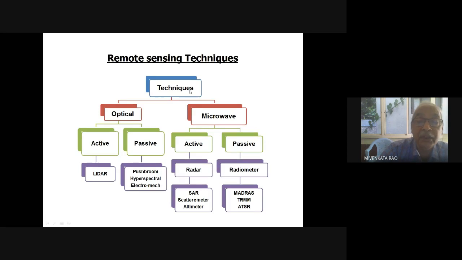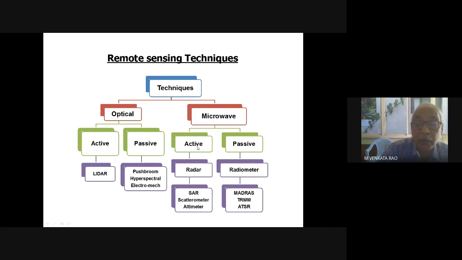So coming to the techniques of remote sensing, again there are different types. Broadly, we can classify them into optical and microwave regions. Again, based on the earlier diagram I showed, passive and active. In optical also there are active and passive sensors. The active example is LiDAR, laser ranging, and passive includes push-broom and different types of cameras. This I will explain in detail.